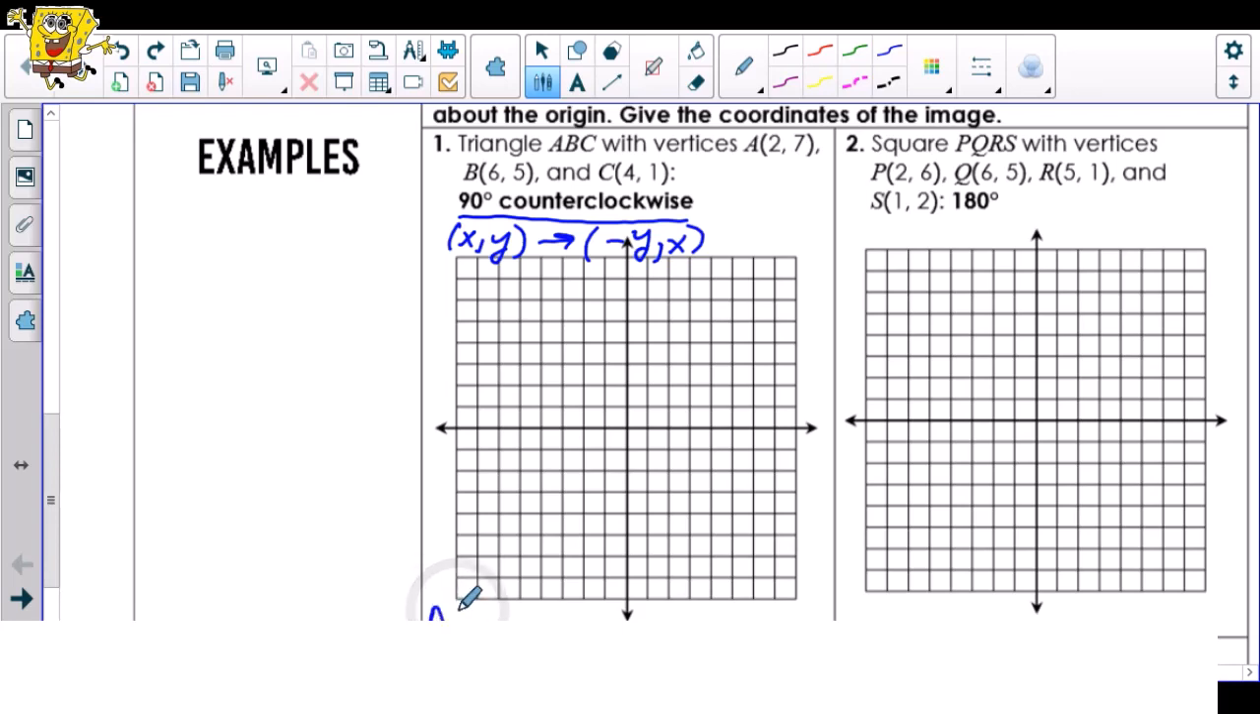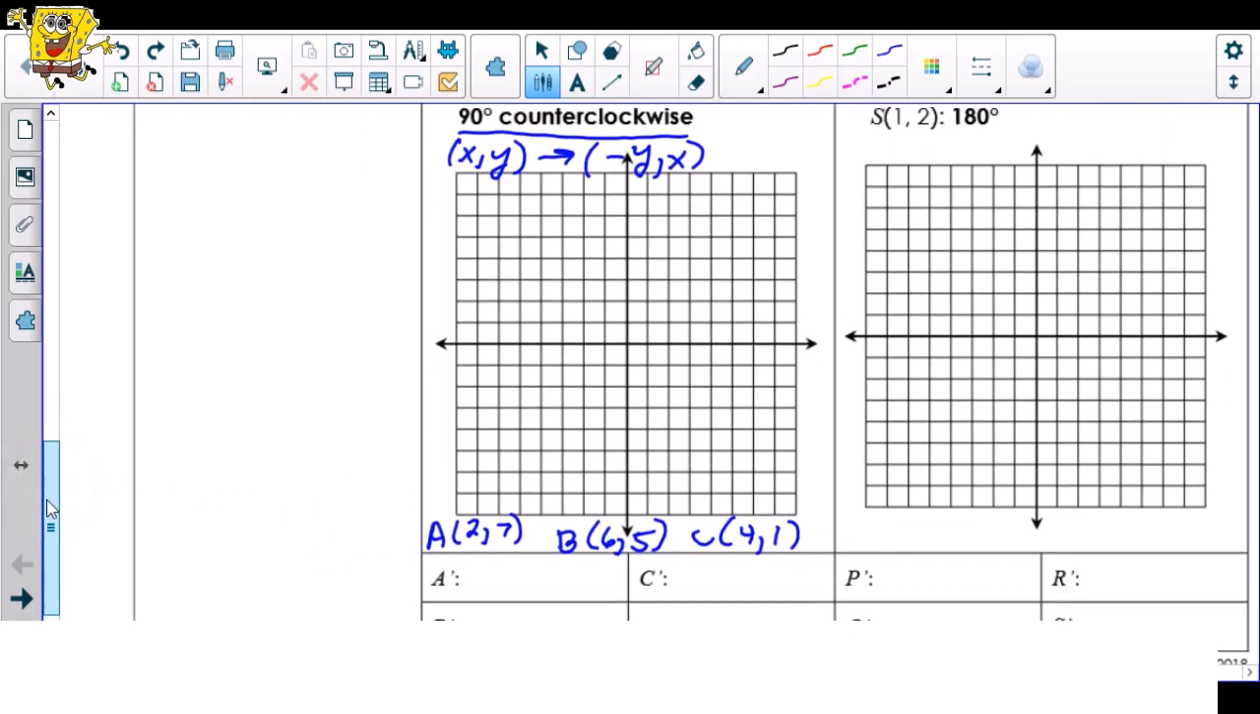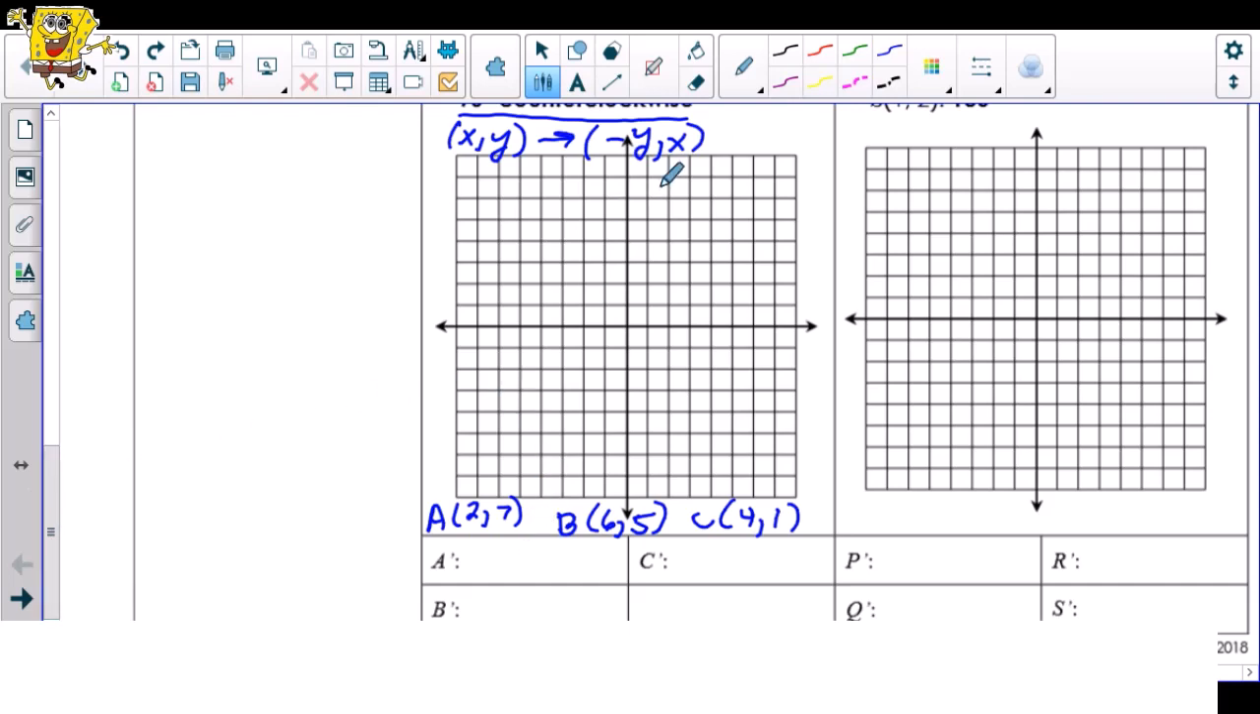So we have our points. I'm going to jot those down here. You don't have to do this part, but A is (2, 7), B is (6, 5), and C is (4, 1). Following the rule, A prime is going to be (negative 7, 2). B prime is going to be (negative 5, 6). And then C prime is going to be (negative 1, 4). Like that. So then we have to plot our pre-image and our image.